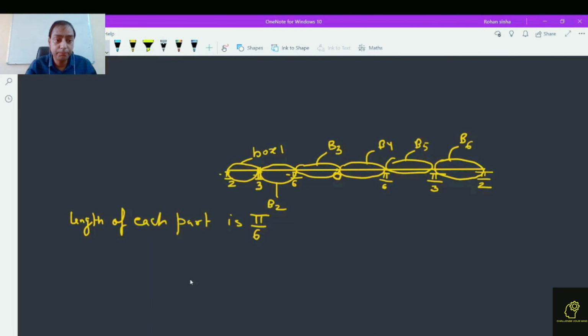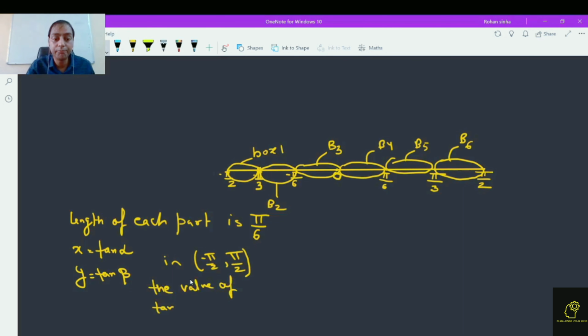Now, let us suppose that x is equal to tan alpha and y is equal to tan beta. We know that in the interval minus pi by 2 to pi by 2, both tan alpha and tan beta are increasing functions. The values of tan alpha and tan beta lie from minus infinity to plus infinity.